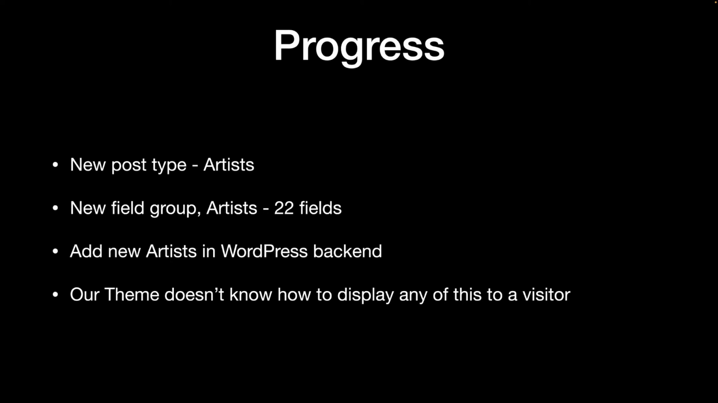So far, everything I've shown you is all back end of WordPress. You know, you install a couple plugins, you define a bunch of fields, you start to fill the fields out. So, you know, we've got a post type called artist that shows up in the back end. We've got a field group with 22 fields in it. Anybody can add a new artist if they have a WordPress account and they're an editor. The only problem is our theme knows nothing about artists. The only thing our theme knows about are pages and posts. So we've added something foreign to our theme. And so there's no way to visualize all this good data.